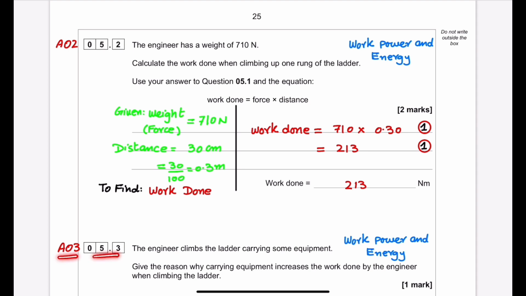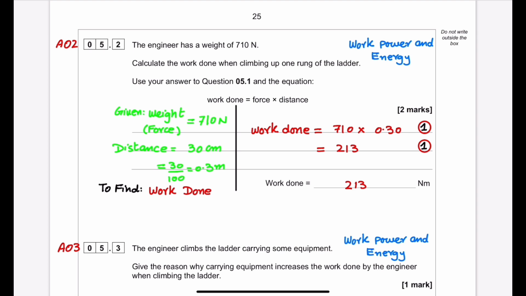5.3 is an AO3 question. The student needs to give the reason for their answer. The engineer climbs the ladder carrying some equipment. Give the reason why carrying the equipment increases the work done by the engineer when climbing the ladder.